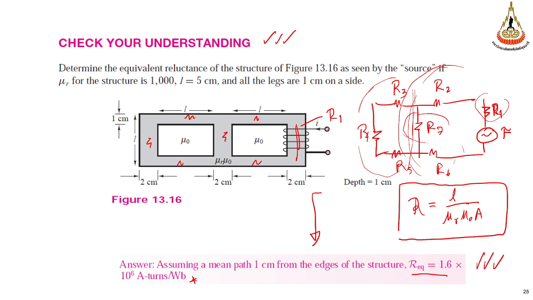So you need to calculate the length of each part, how much is the length of each. And for A, the area, the depth is 1 centimeter, and the width is 2 cm. So A is 1/2 cm².